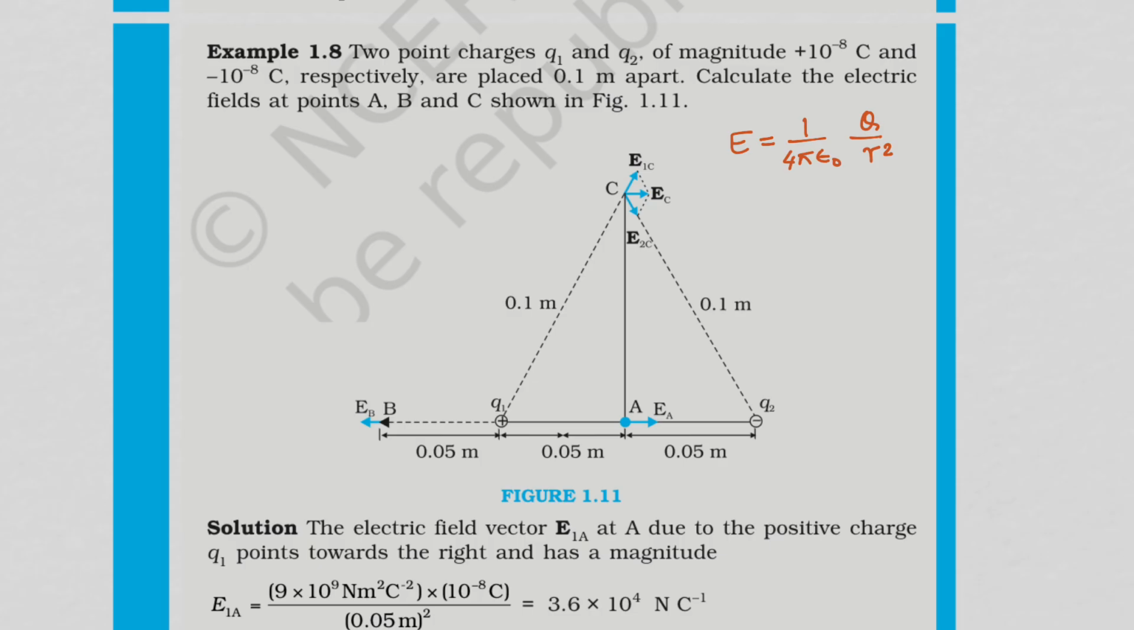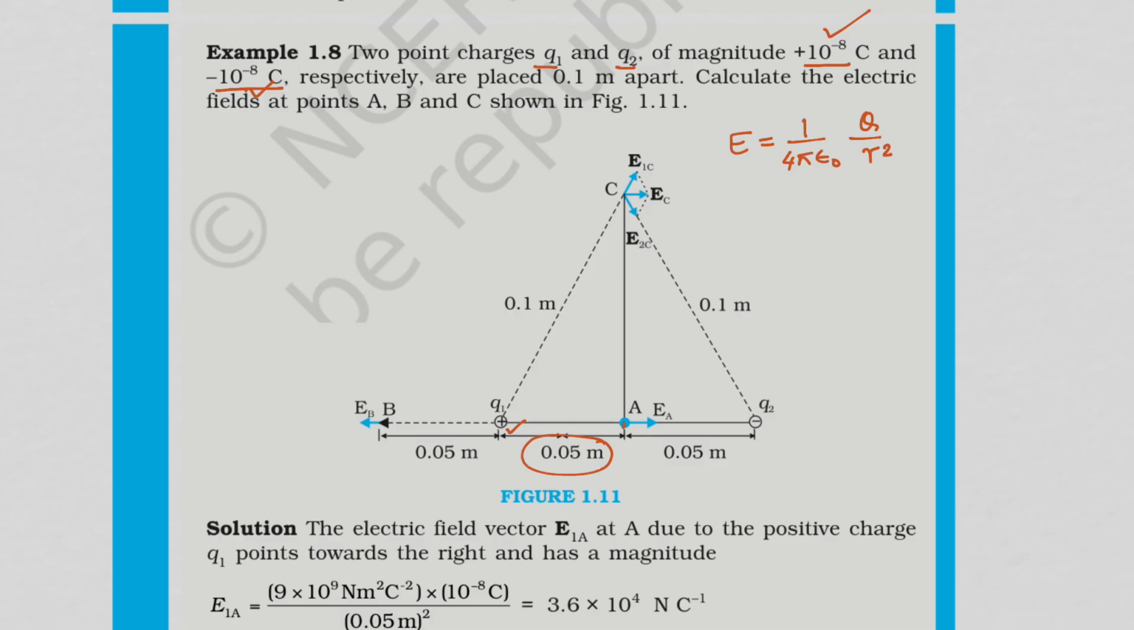As you can see in the example, the charges q1 and q2 have the values plus 10 to the power minus 8 coulomb and minus 10 to the power minus 8 coulomb. So one is a positive charge and the other one is a negative charge. Now the distances are also given. Here you can see from Q1 the point A is 0.05 meter away, and from Q2 it is the same distance away, 0.05. So the values are given.